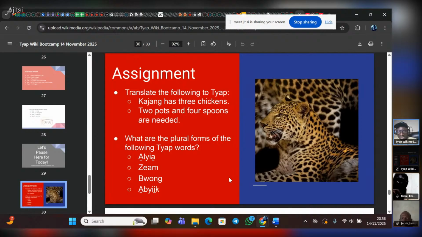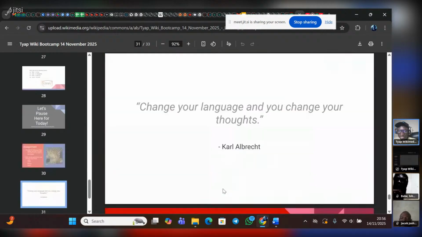So this assignment for today says that you should translate the following to Tyap. The first one says Kajang has 3 chickens. The second one says 2 pots and 4 spoons are needed. And then the second point for this assignment says, what are the plural forms of the following Tyap words? The first one is a year, the second one is third one is bong, and then the fourth one is a jig. So please do your assignments and submit on the 6th of December 2025.